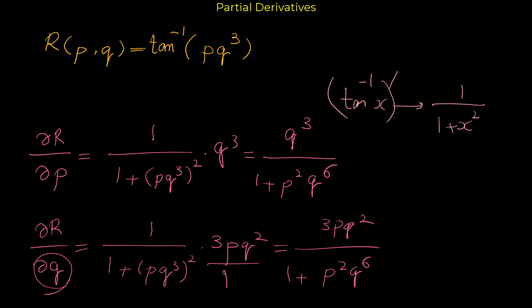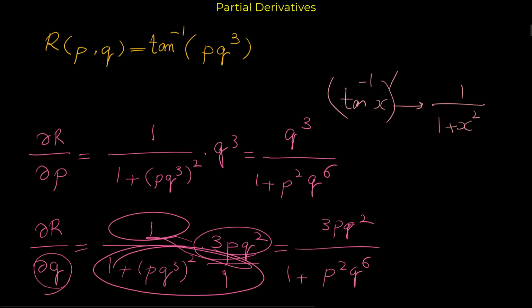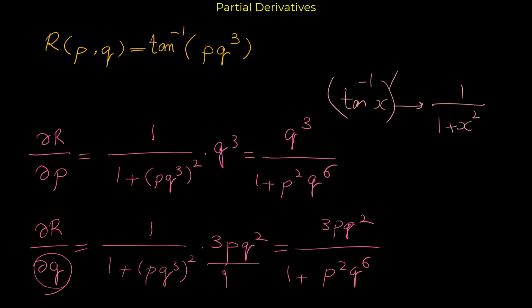Attention, we can put a 1 here. Numerator multiplies by numerator, denominator by denominator, and we can simplify it as this. So the first partial derivatives of these functions are these two expressions that we got here.